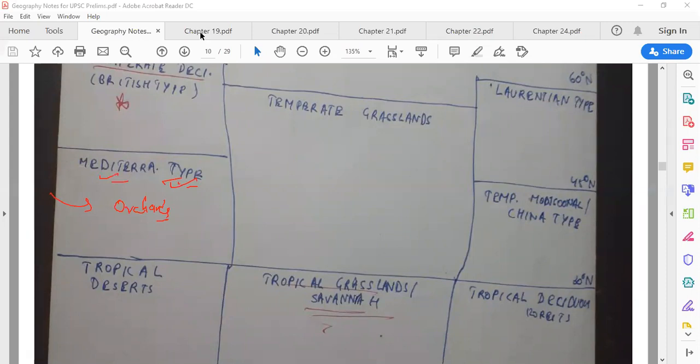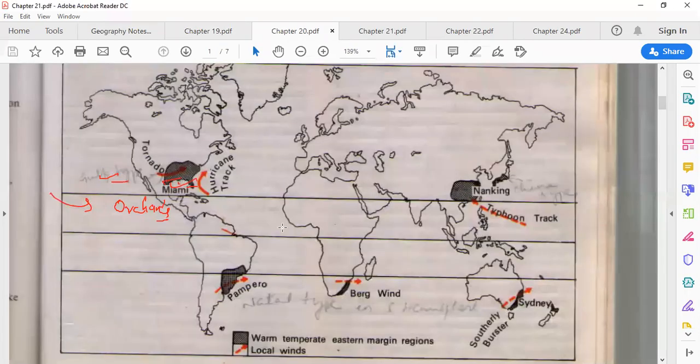Let's see the Mediterranean regions. The region is 30 to 45 degrees, both north and south, on the western margin. We have already done temperate grassland, so let's cross it out so that things become easier and smaller. Eastern margin also we have done.